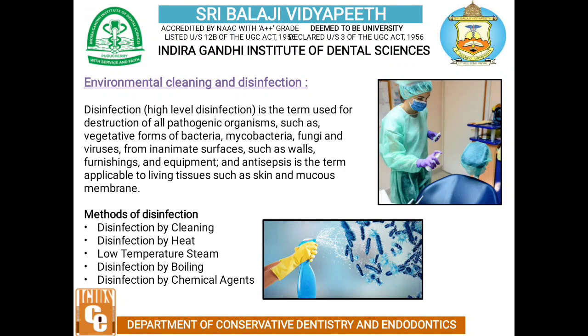Environmental cleaning and disinfection. Disinfection, high level disinfection, is the term used for destruction of all pathogenic organisms such as vegetative forms of bacteria, mycobacteria, fungi, and viruses from inanimate surfaces such as walls, furnishing, and equipment. And antisepsis is the term applicable to living tissue such as skin and mucous membrane. Methods of disinfection: disinfection by cleaning, by heat and low temperature steam, by boiling, and by chemical agents.